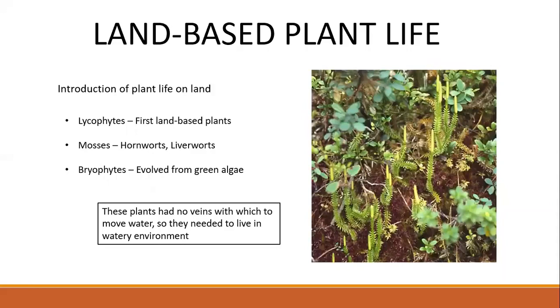One of the Ordovician's most notable features is that it marks the formation of land-based flora, with lycophytes being the first. Also, mosses such as hornworts and liverworts formed, as well as bryophytes, which evolved from the green algae found in the water. The plants of this time, being freshly evolved from marine flora, had not yet developed internal veins with which to move water. They were non-vascular. This forced them to live in wet environments where they could still get the water they needed externally.